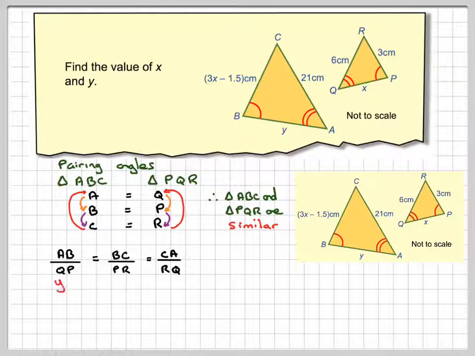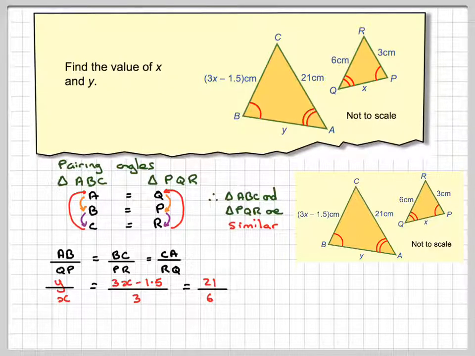Now putting in the numbers, so AB is y, so we've got y over QP, which is x, is equal to BC, which is 3x minus 1.5 over PR, so that's going to be over 3, so you need a little bit of care over this, is equal to CA, which is 21, over RQ, which is 6. Right, so that's what you need to set up first.